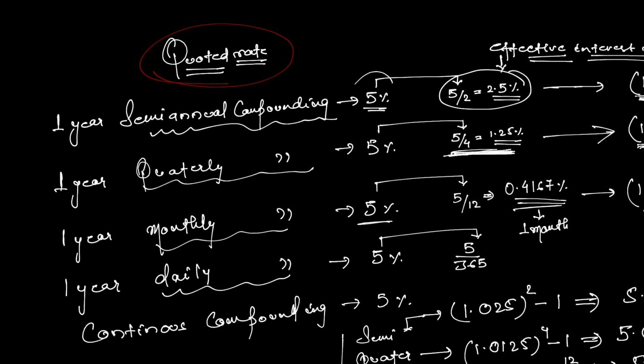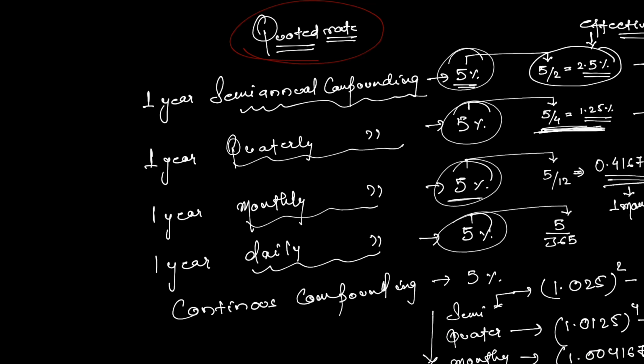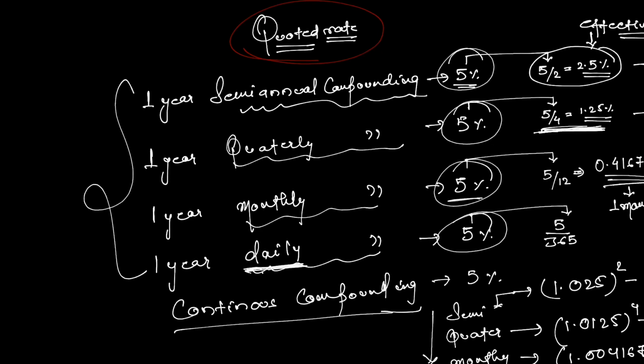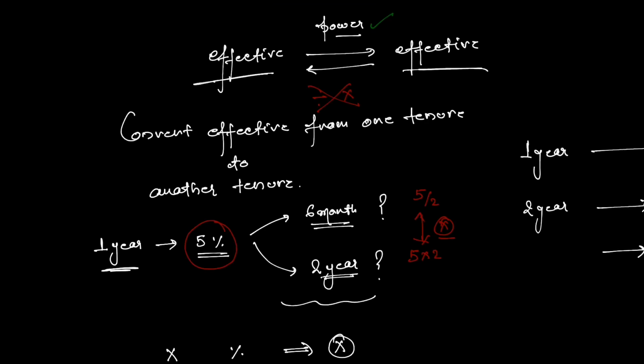Understand, the quoted interest rate is 5%, but the compounding is higher in daily, or the highest in daily. I'm not talking about continuous compounding right now, because the calculation for continuous compounding is very different. We'll discuss continuous compounding later. So we understood that if we want to move from effective to effective, we play with power.